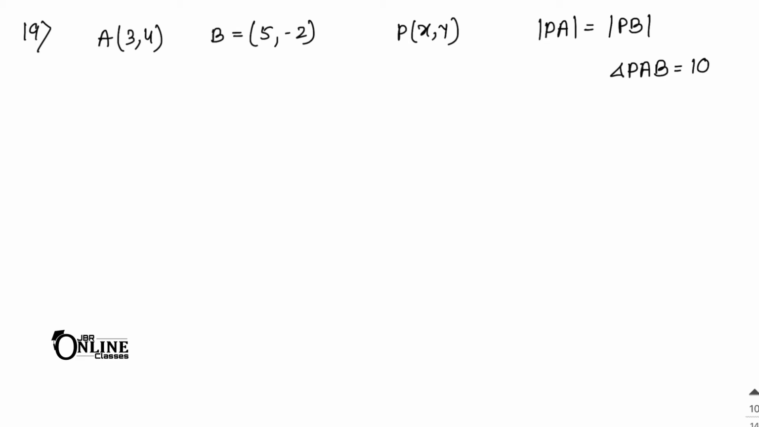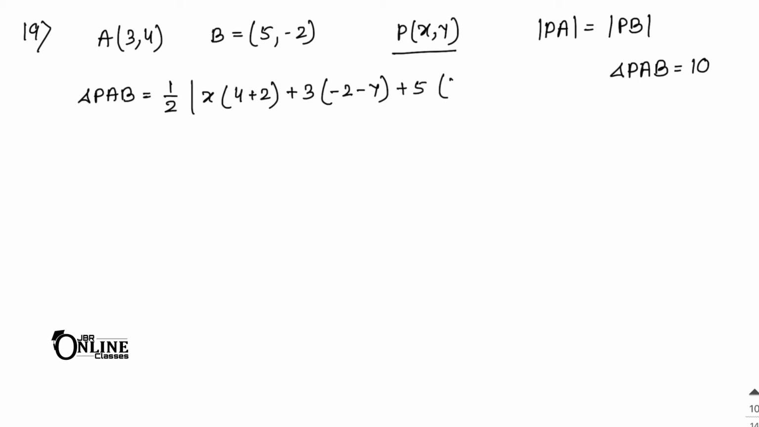So first let the coordinate of P be (x, y). Then the area of triangle PAB is half mod of x times (y2 minus y3). As y2 is 4 and y3 is 2, then next x2 will be 3 and then minus 2, then y1 as minus y, and then x3 as 5, then y1 as y minus y2 is 4.